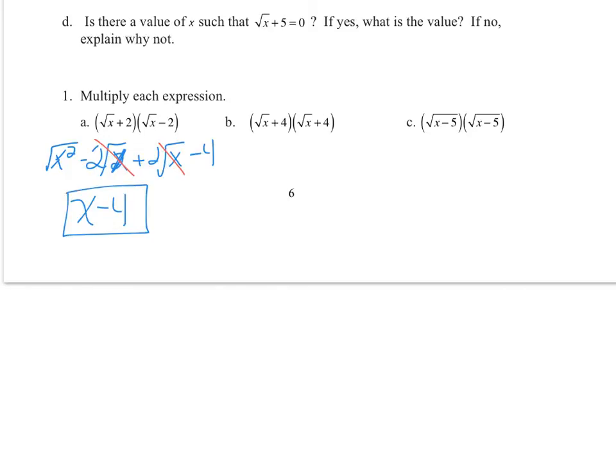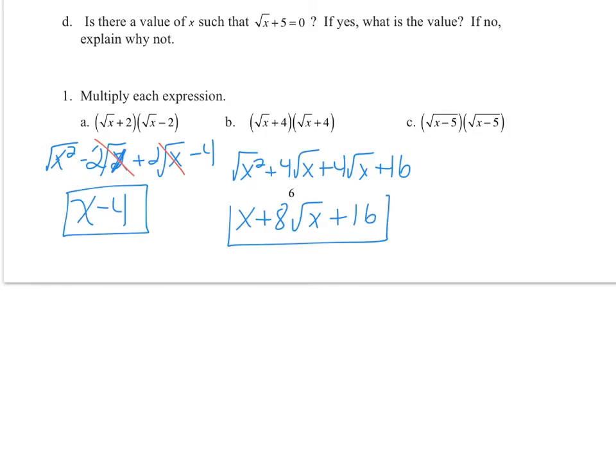Let's move on to letter B. I have two binomials. Oh, it's not dots, so nothing should cancel out. They're exactly the same, so we're going to have to do double distributive property. Radical x times radical x is radical x squared, plus 4 radical x plus 4 radical x plus 16. Combine like terms. Squaring and square root cancel each other out, so I get x plus 8 radical x plus 16. There's nothing else I can do to that, so there's my answer.